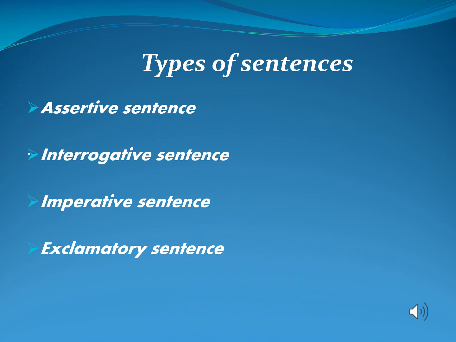As you can see here, there are four main types of sentences. First one, assertive sentence. Second, interrogative sentence. Third, imperative sentence. And fourth, exclamatory sentence.